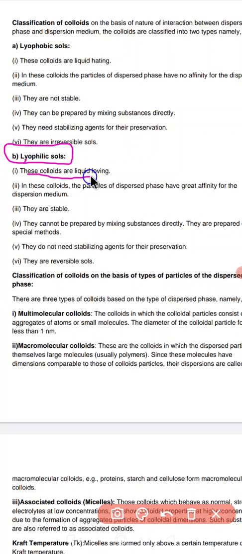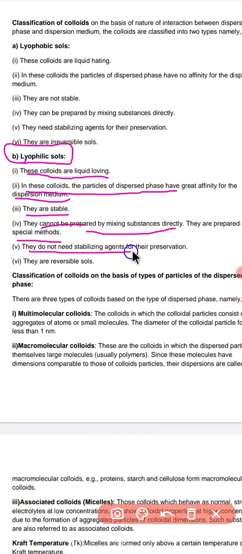these colloids are liquid loving. In these colloids, the particles of the dispersed phase have great affinity for the dispersion medium. Next, they are very stable. They are stable colloids. They cannot be prepared by mixing the substances directly. They are prepared by certain special methods.